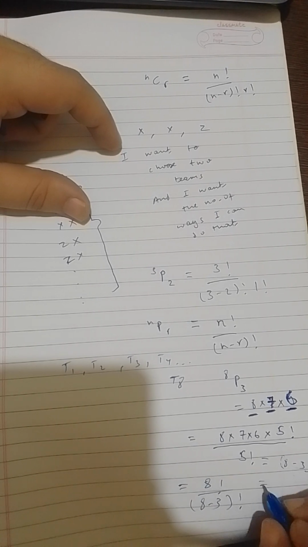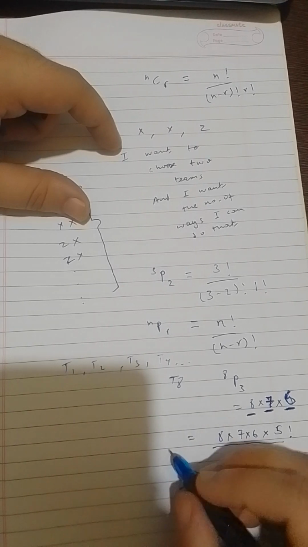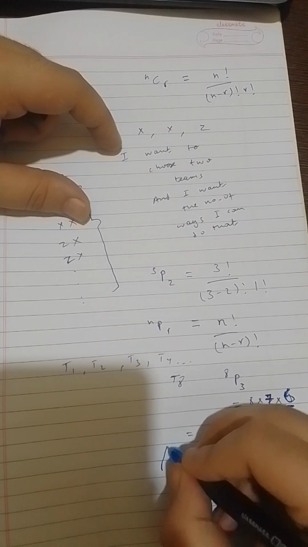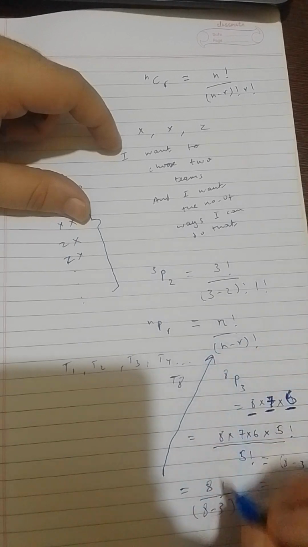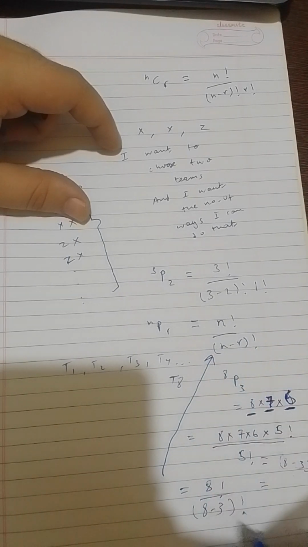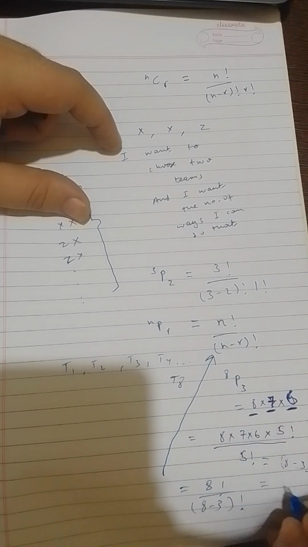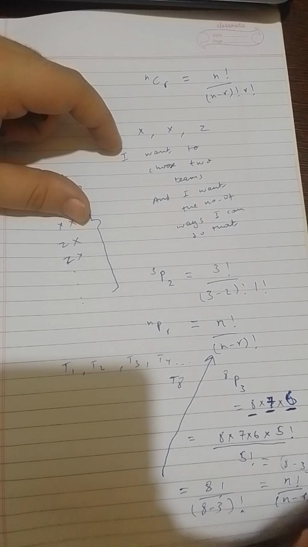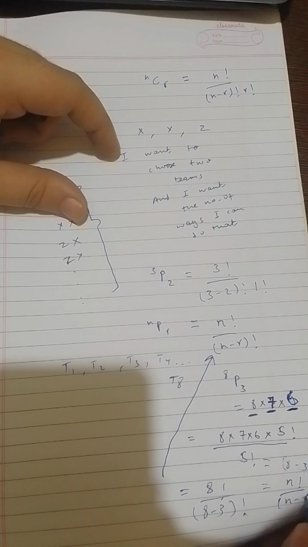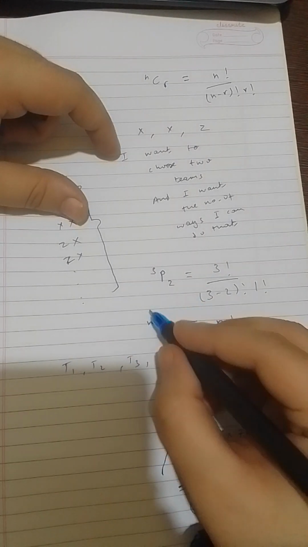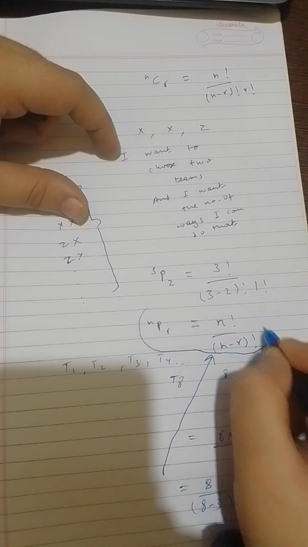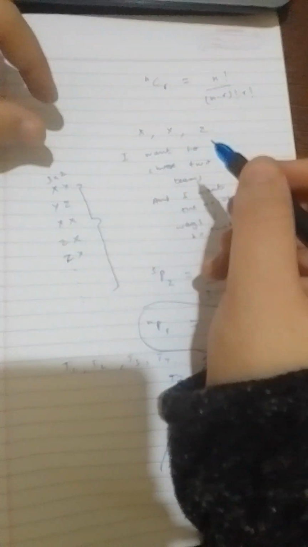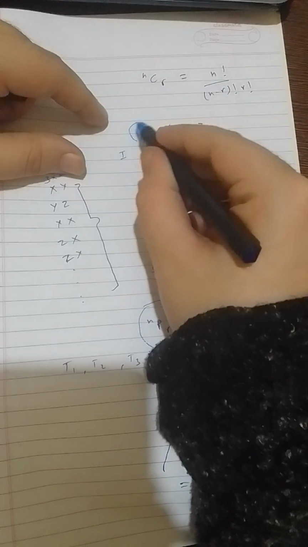And if you have experience with maths, you can see that this is the same as this formula. This relates to this formula. So this is why the formula of permutations works. Now we can go back to this 3 teams example.